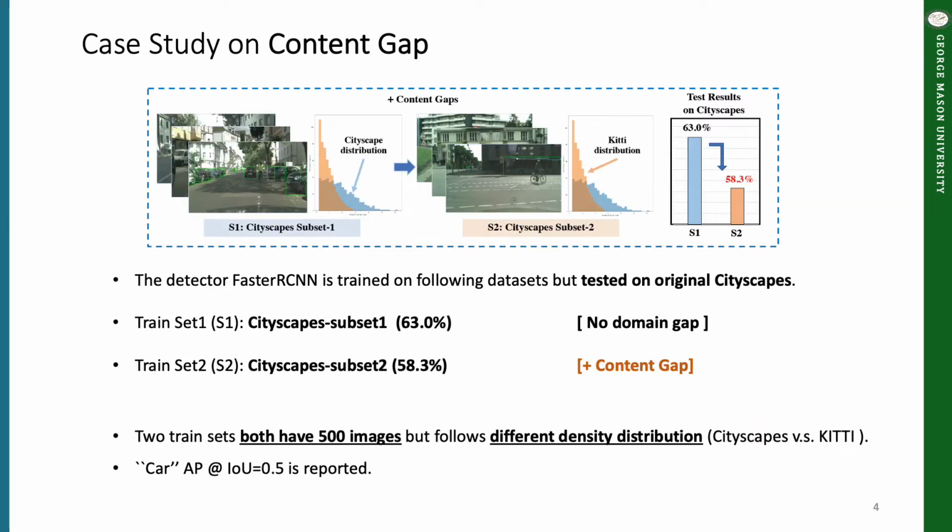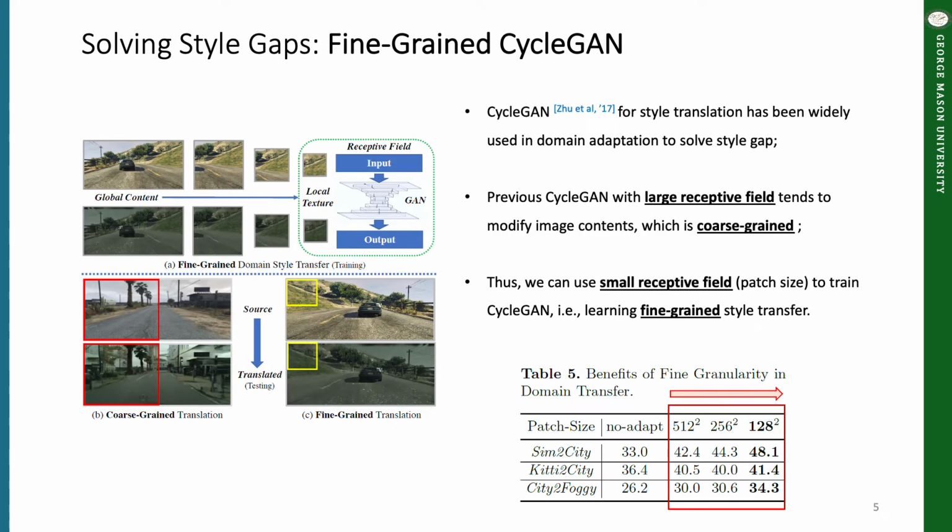For the content gap alone, we also tried sampling different distributions, but using the same images from Cityscapes. You can see that with the same number of images, differing only in the distribution, the two datasets also show a significant performance degradation, which shows the influence of the content gap. So these two case studies show that both the style gap and the content gap are major factors affecting the domain adaptation performance. So what we do is to combine and resolve these two domain gaps to achieve optimal performance in domain adaptation.